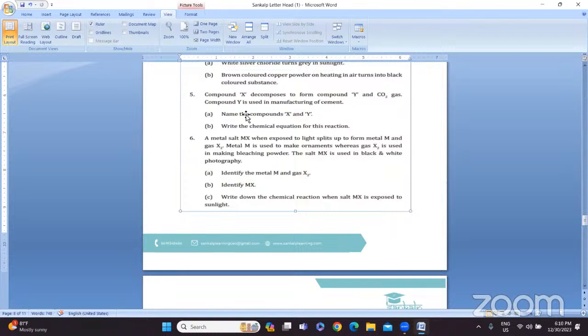What you have to identify is MX, and the reaction when salt MX is exposed to sunlight. So these things you have to mention. How will we answer it? Which is the metal M and X?